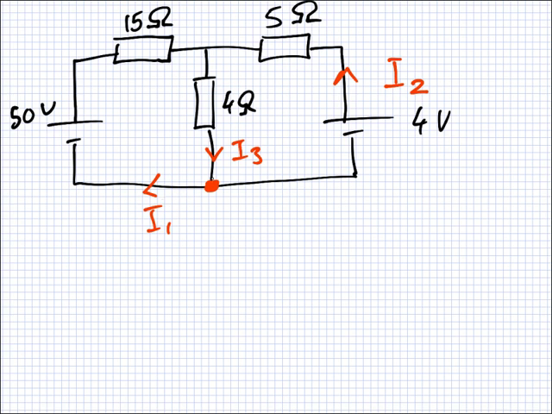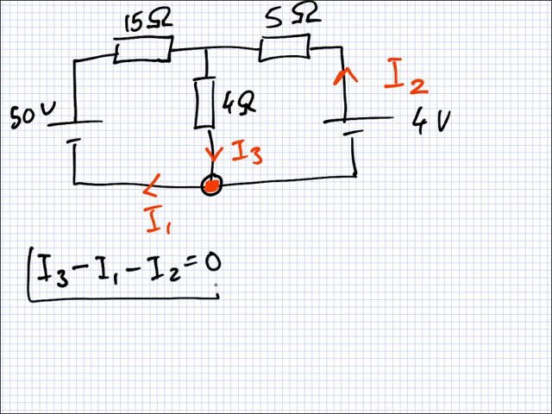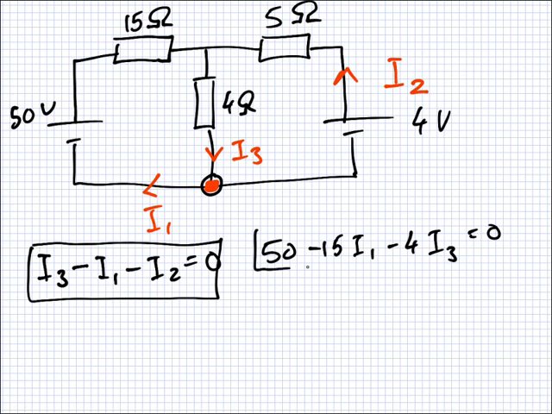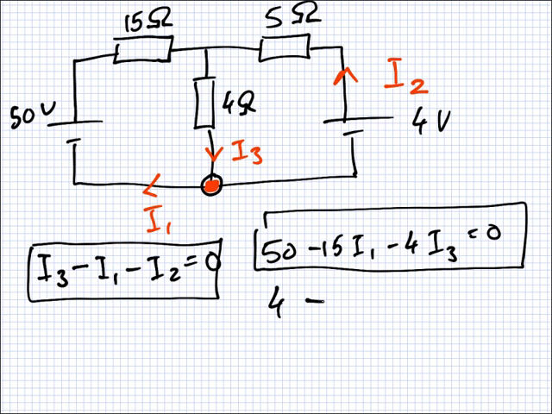Alright, watch. Let's start with the junction here. I get I3 in minus I1 minus I2 equals 0. Let's make a loop at 50. 50 up minus 15 I1 minus 4 I3 equals 0. Correct? And then lastly, starting at the 4: 4 minus 5 I2 minus 4 I3 equals 0.